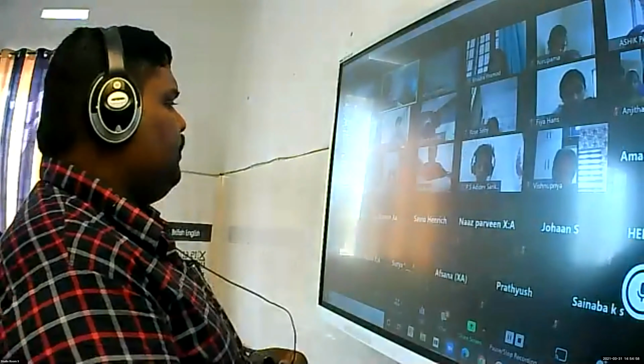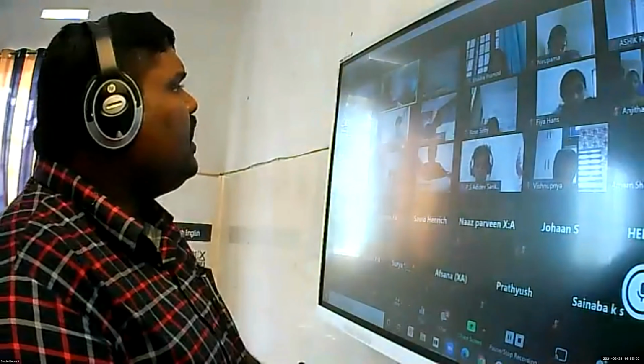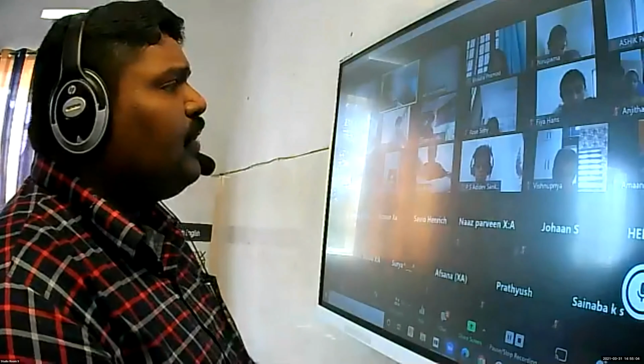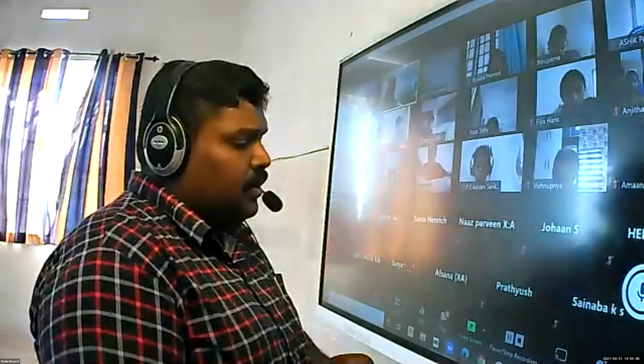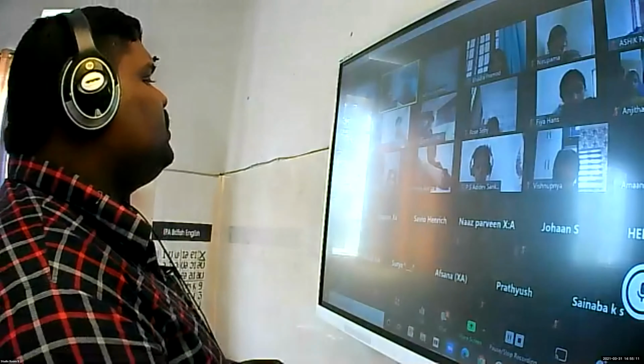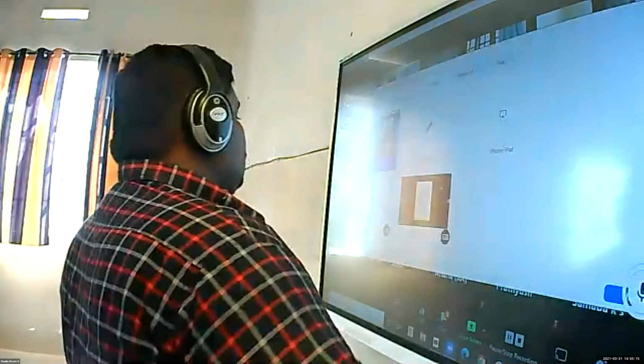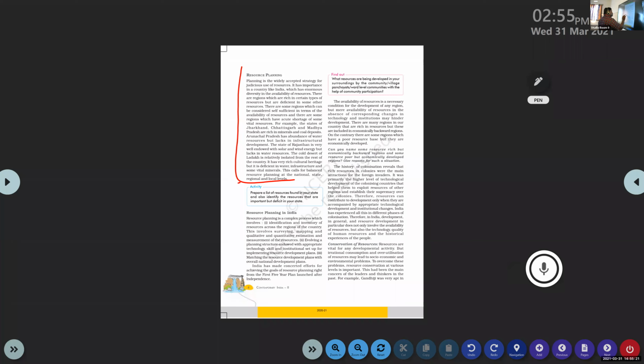Is that clear or not? So that is termed resource planning, providing the resources almost equally among the different areas or different regions of the country. Clear? The government will face a number of problems related to resource planning that we are going to learn in the next module. Okay, clear. So today we are stopping here. That is for resource planning.